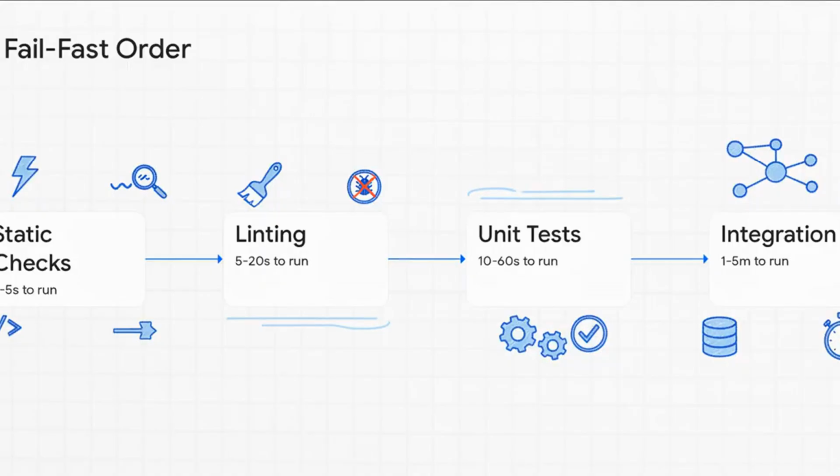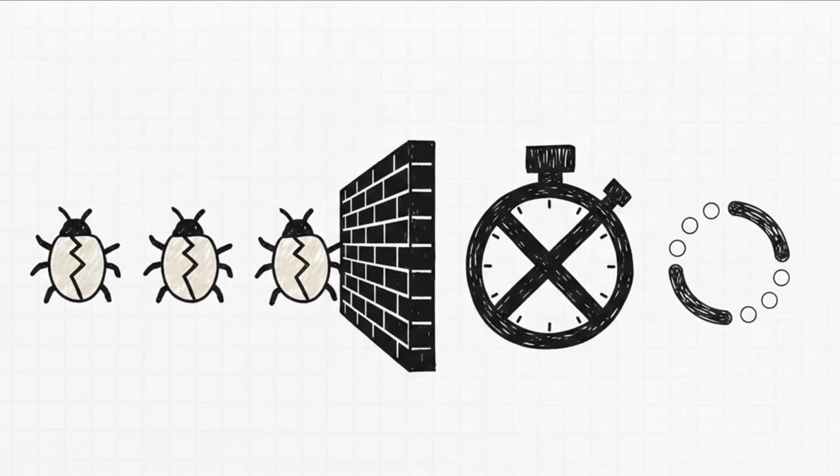Step 2, linting for style, maybe 20 seconds. Step 3, unit tests, testing logic, taking a minute. Step 4, integration tests, verifying complex interactions before they reach production, which can take up to 5 minutes. The strategy is so simple. Run the cheapest checks first. Don't spin up heavy, expensive databases for an integration test if you just have a typo that a 2-second static check could have caught. And we can optimize this even further and stop wasting time with a couple more commands.